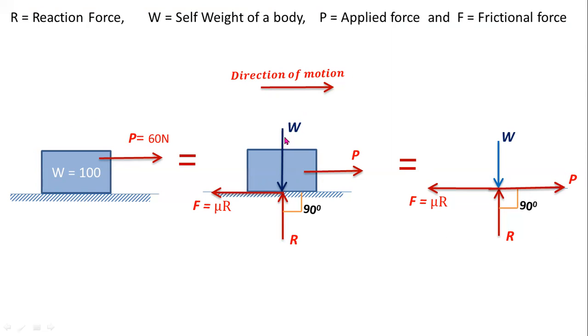Okay, self weight W always acts vertically downwards, and reaction force always makes an angle 90 degrees with respect to the support. Okay, and the frictional force is always opposite to the direction of motion. Here the direction of motion is right side, so you have to consider opposite direction for frictional force, and this frictional force always acts parallel to the support. It is very important. Okay, so these four forces are acting at a common point like this.